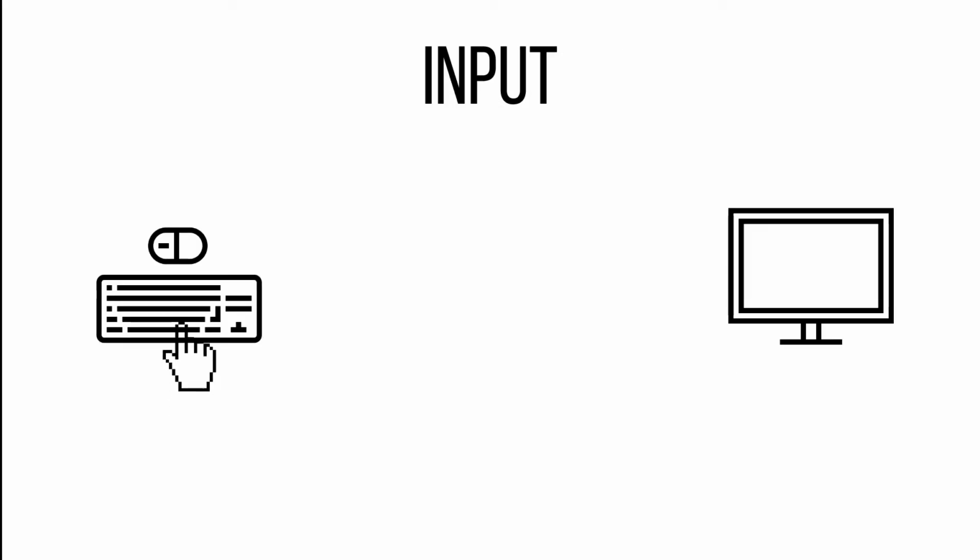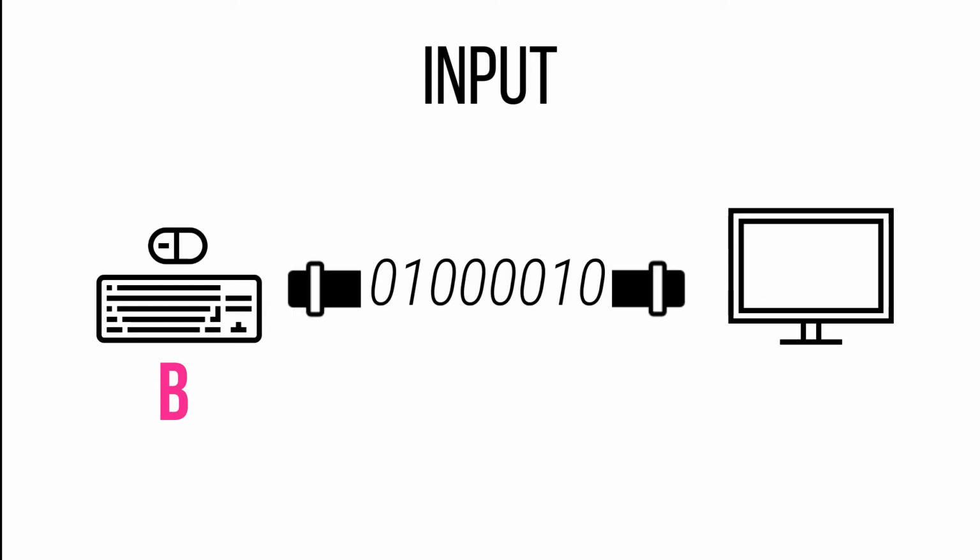When you press a key on your keyboard, it converts that letter into a number. So if I wanted to type the letter B for Brittany, in binary digits, the letter B is 0100000010. And I hope that was enough zeros. Either way, it's on the screen.